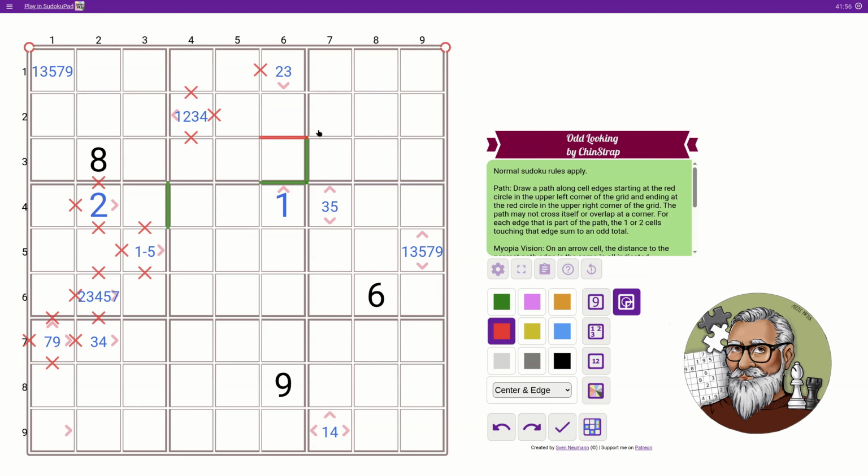But if that is not true, then this would have to connect there. That's not allowed. Yeah, so I can't connect it there. And if I go up, then I'm crossing there, and this would be 2 on either side. That's not allowed. Okay.